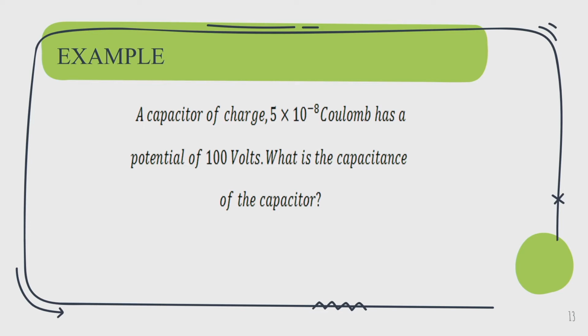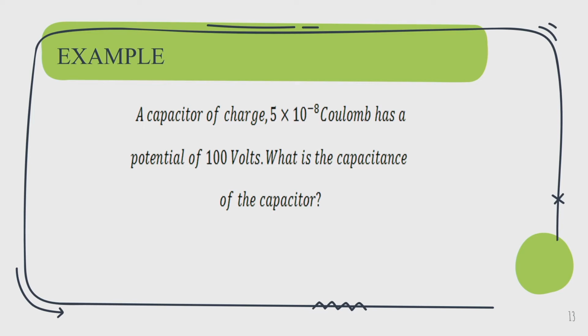So how do we do that? Very simple. Let's go through our list of formulas. We have Q, we have V, and we want to calculate C. C is equal to Q over V, right? So C is equal to 5 times 10 to the power of minus 8 coulombs divided by V, which is 100 volts. This becomes 5 times 10 to the power of minus 8 divided by 100, which gives us 5 times 10 to the power of minus 8 times 10 to the power of minus 2 farad. And this gives us a value of 5 times 10 to the power of minus 10 farad.